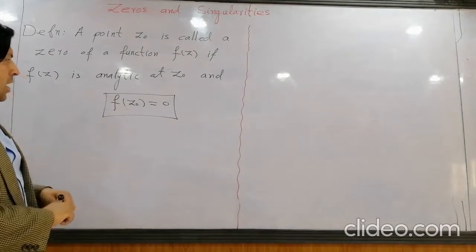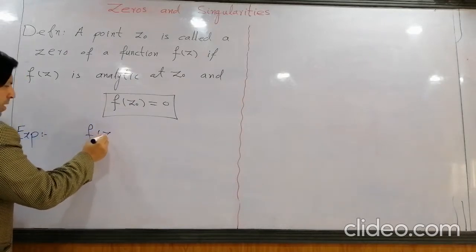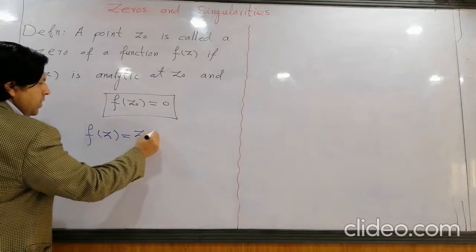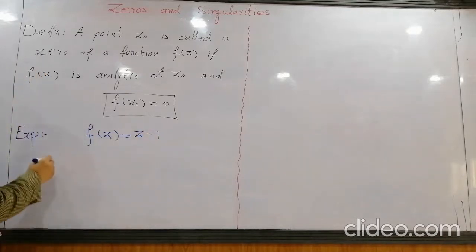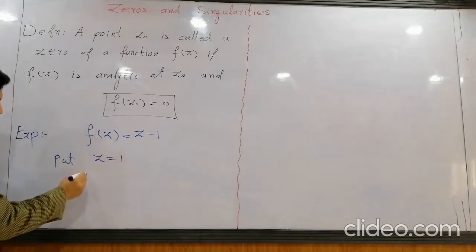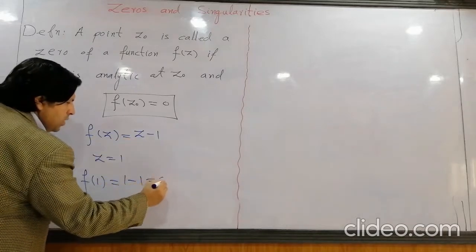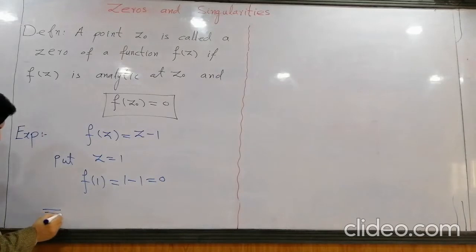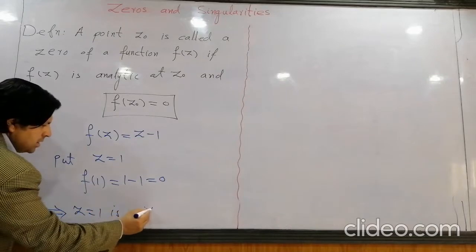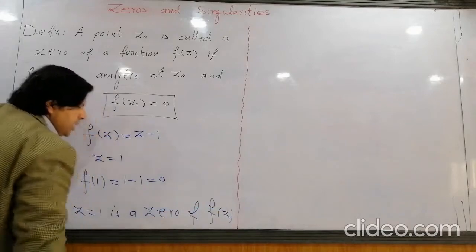So let us explain it by some examples. Let there be a function f of z which is equal to z minus 1. If I put z is equal to 1 in this function, I will get f of 1 is equal to 1 minus 1, which is equal to 0. And this implies that z is equal to 1 is a zero of the function f of z.